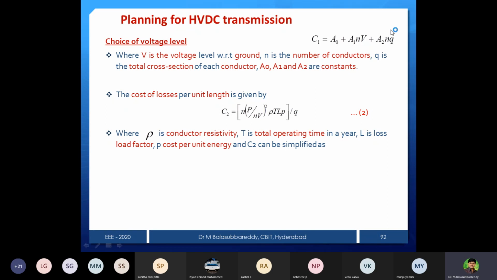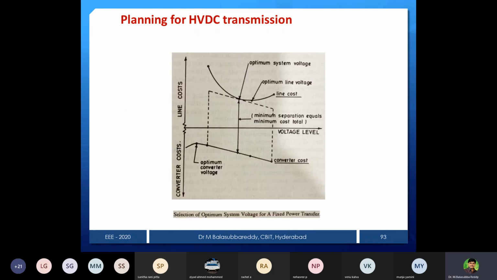That's why we mentioned that. And T is the total operating time, also in years, how many years it is going to operate. L is the loss load factor, and P is the cost per unit generation. So now we can simplify that C2, that is the loss. This is the formula for C2. And now we can see the diagram.